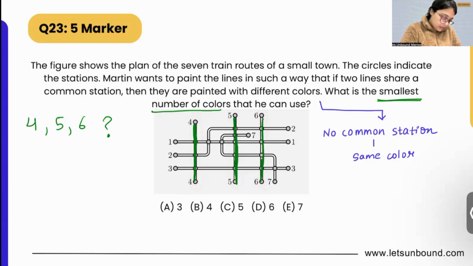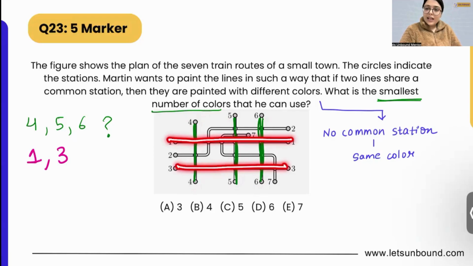Okay. Now, let me have a look at another station. What about 1 and 3? Is there anything common between 1 and 3? No, 1 is here and 3 is here. That means I can take the same color for these two because there's nothing common. So I'm taking up pink.